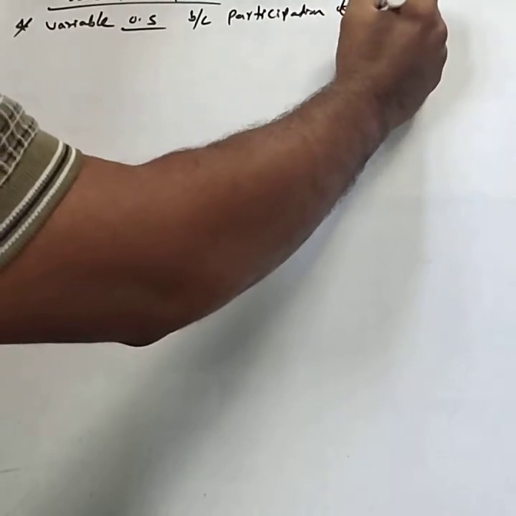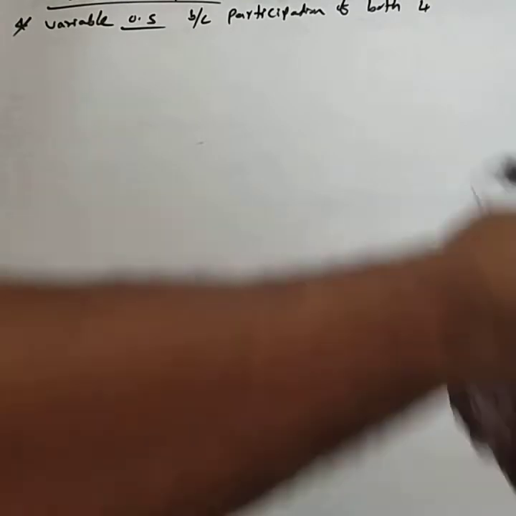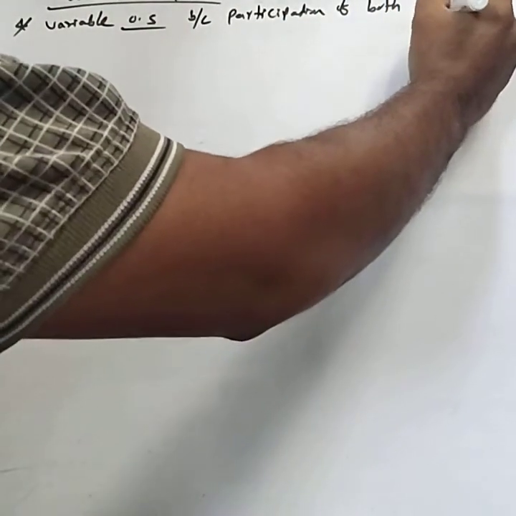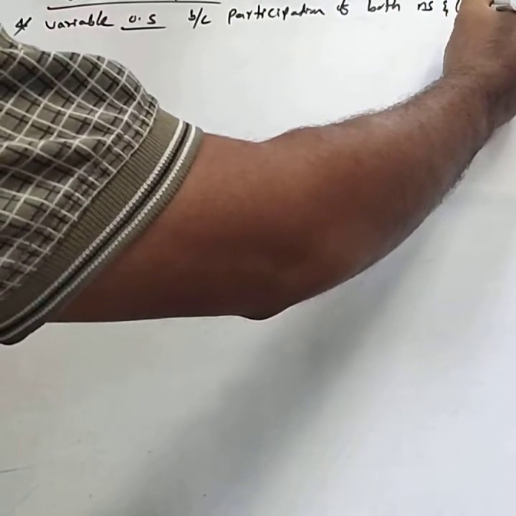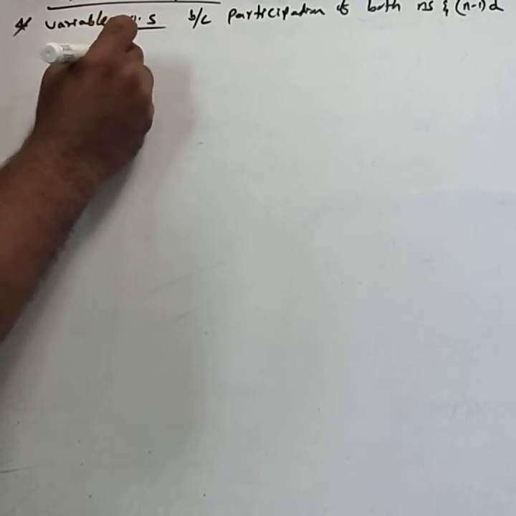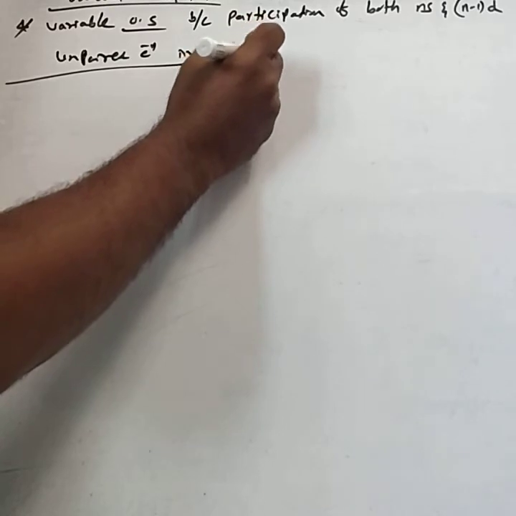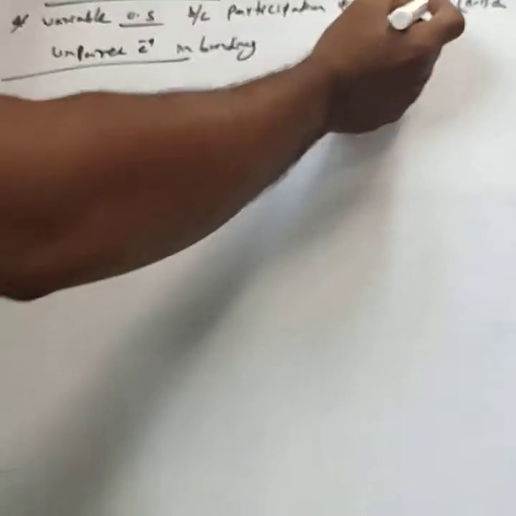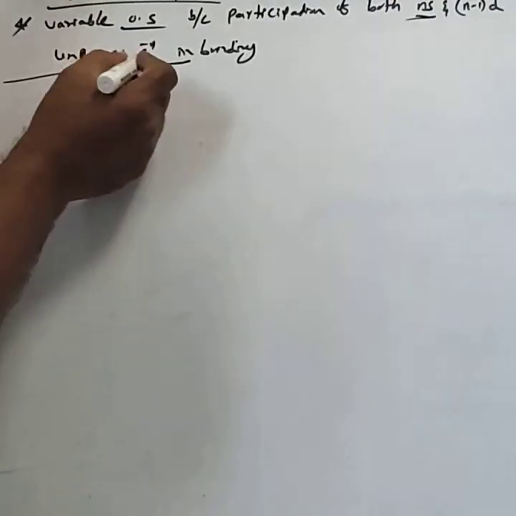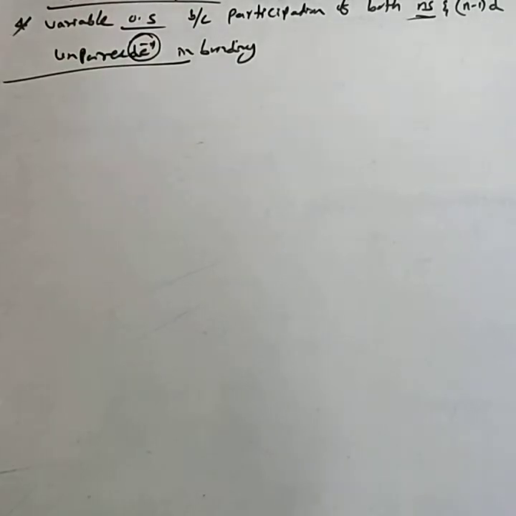both ns and (n-1)d unpaired electrons in bonding, in addition to ns electrons. The (n-1)d, that is unpaired d electrons, are also involved in bonding.